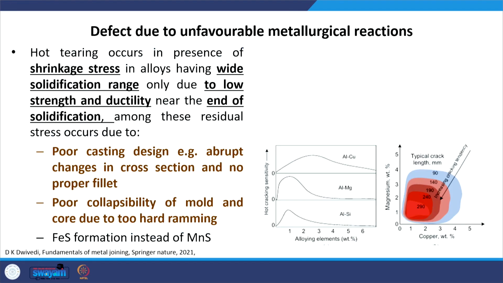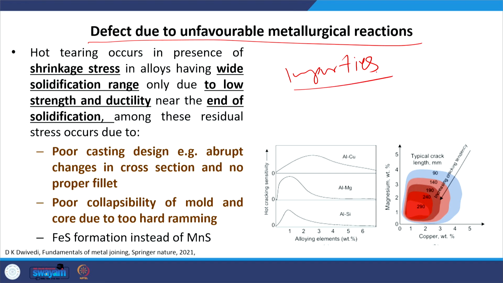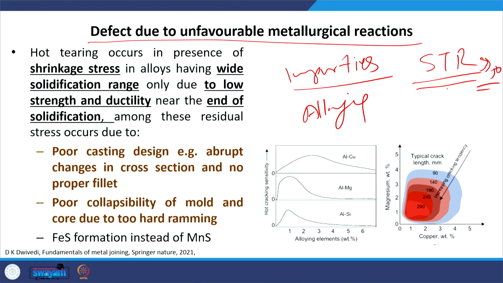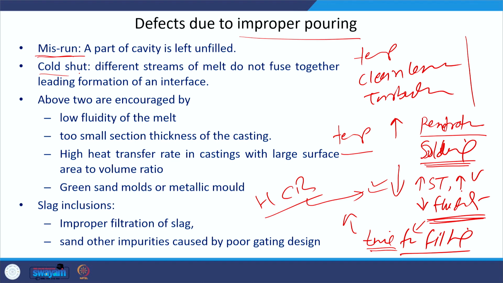Then there are the defects due to unfavorable metallurgical transformation, which is one of the very major challenges, especially when certain kinds of impurities are present in the alloy which promote a wider solidification temperature range. You see, either alloying or impurities, if they increase the solidification temperature range, say greater than 50, then that will increase the tendency of hot tearing or hot cracking. Okay, so let us see what it is.